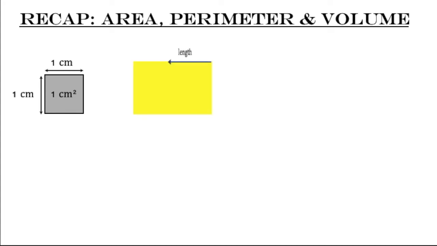So to wrap up the recap section of this module, if you have the measurement of 2 sides, 1 centimeter and 1 centimeter, the area of that will be 1 centimeter squared. Compare that to a perimeter. Perimeter is the distance around a shape. You add them all together and you get your distance around.